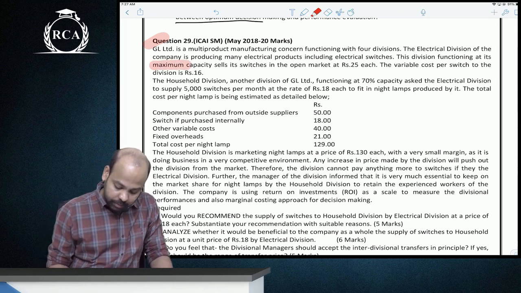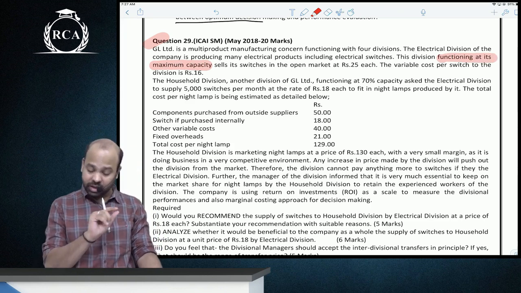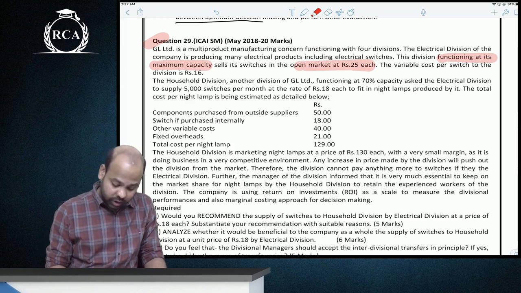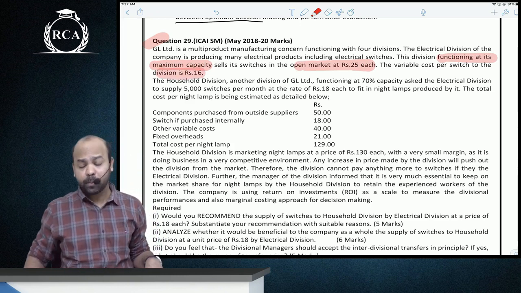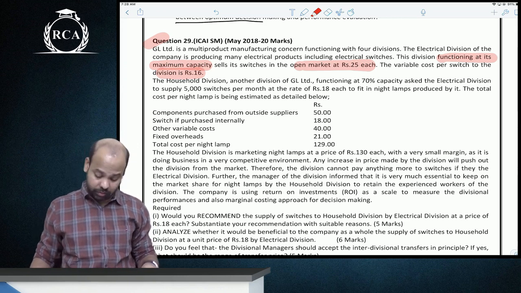Point to be noted, guys, it is functioning at its maximum capacity. There is no spare capacity, guys. You are selling in the open market at 25 rupees each. Variable cost is 16 rupees.